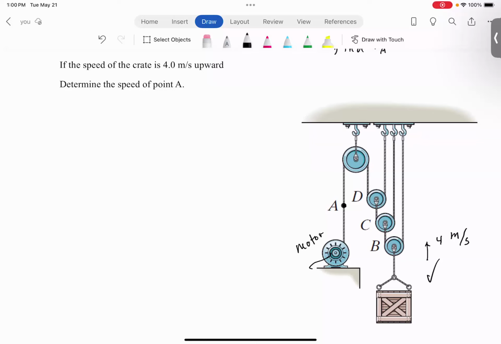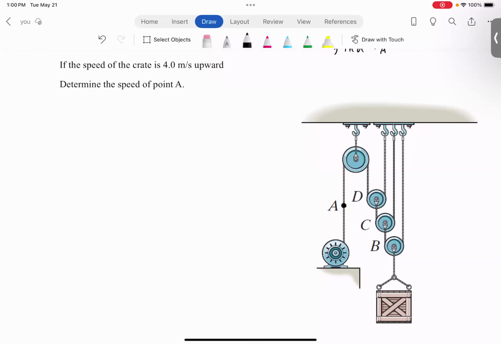So this is a typical, what we call, dependent motion problem. And I want to show you how you could work this problem. So in this problem, one thing we notice is that there are a bunch of ropes here and a bunch of pulleys. So I'm going to use different colors to show you different ropes.